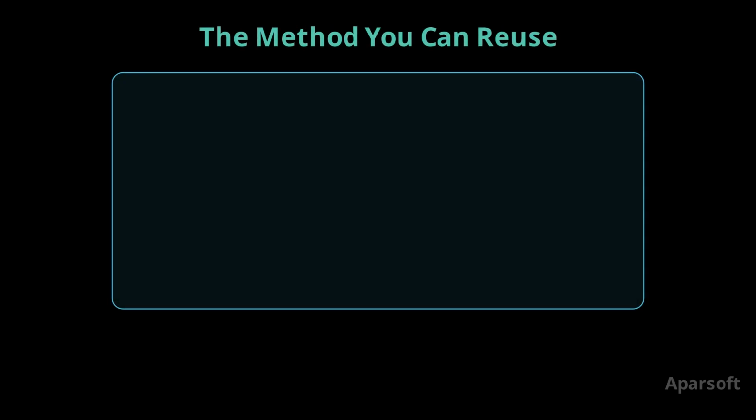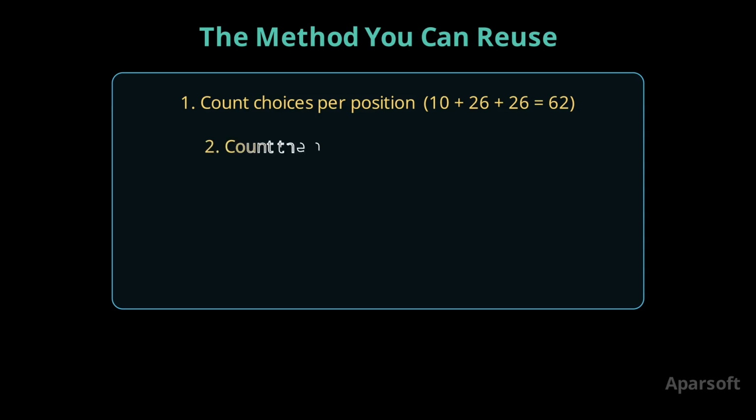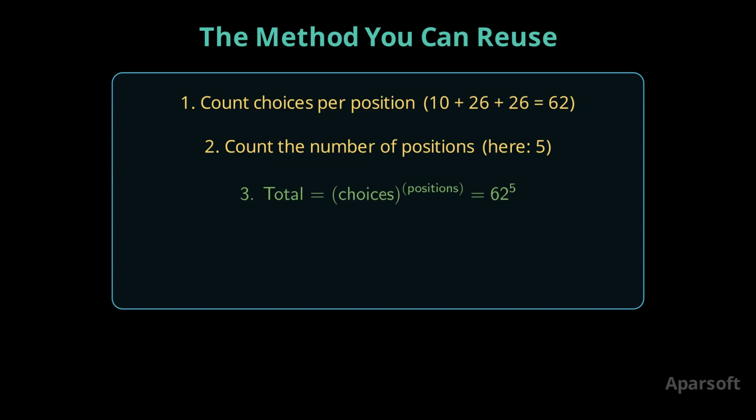Here's the method you can reuse for any counting problem like this. Step 1. Count how many choices each position has. Here, 10 digits plus 26 uppercase plus 26 lowercase equals 62. Step 2. Count how many positions there are. Here, 5. Step 3. Raise the first number to the power of the second. 62 to the power 5.